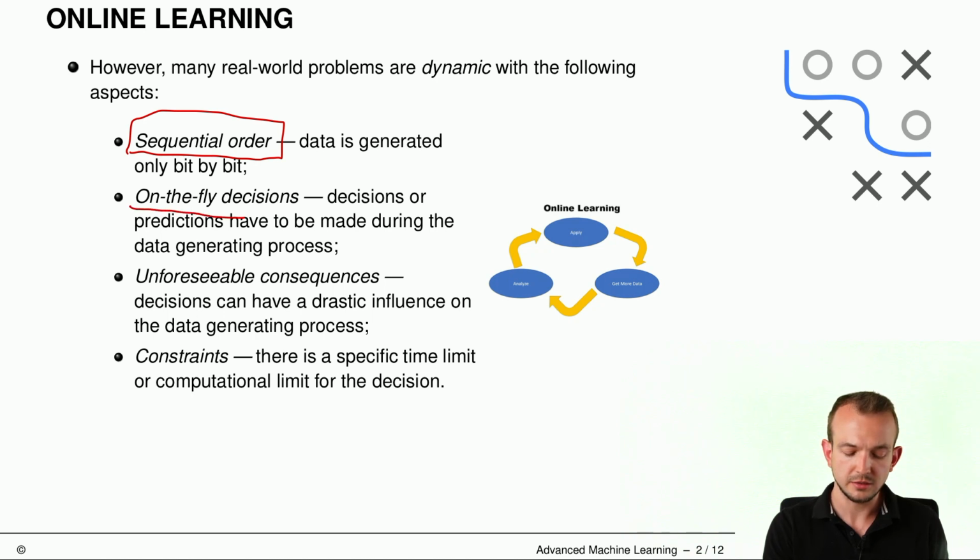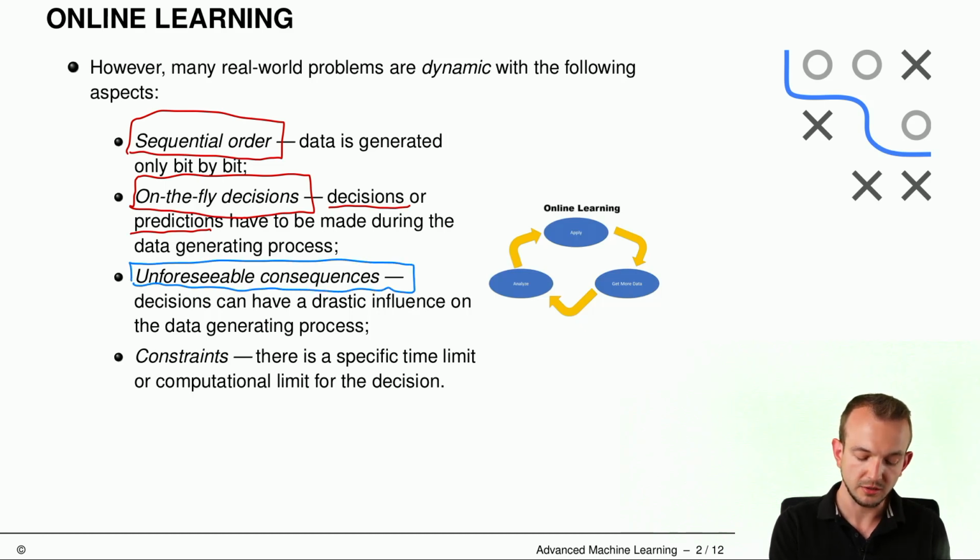And for these data points, we usually have to do the prediction or the decisions on the fly. So while the new data points are arriving at our system, we have to make decisions or predictions. And this in turn has an effect perhaps on the generation of the data itself, because depending on the context, it might be that the decisions or the predictions we make can influence, can change the data generating process.